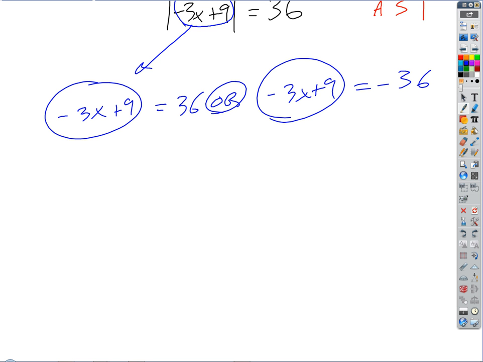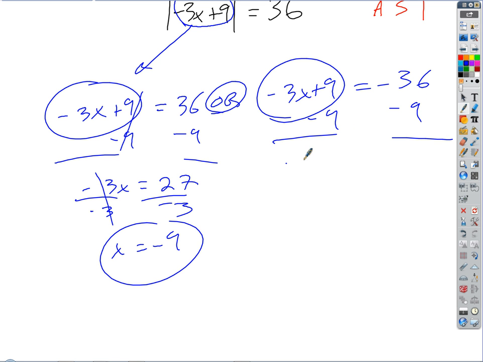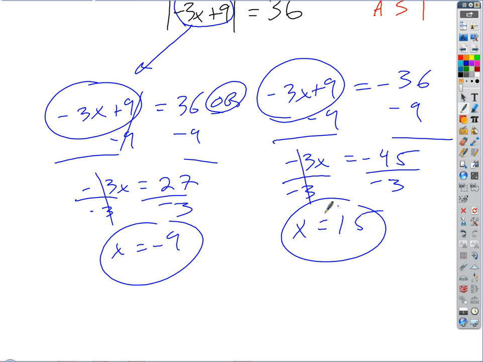What do I do to get the x by itself here? Two steps? Subtract 9, and I get -3x equals 27. Divide by -3, x equals -9. Same stuff over here, right? Subtract 9. Divide by -3, and x equals 15. So those are my solutions, right?